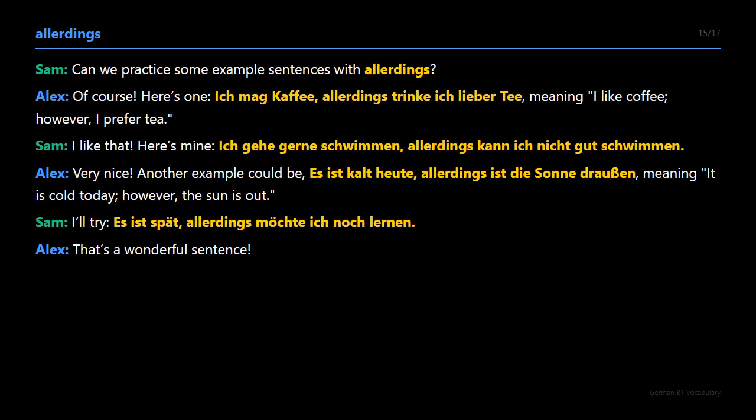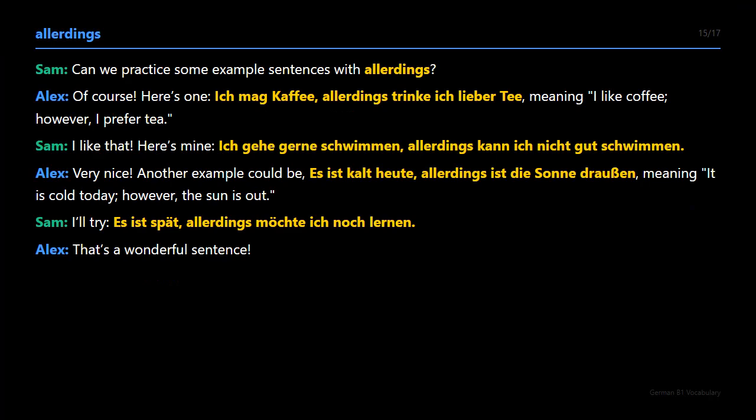Can we practice some example sentences with allerdings? Of course. Here's one. Ich mag Kaffee, allerdings trinke ich lieber Tee. Meaning I like coffee, however, I prefer tea. I like that. Here's mine. Ich gehe gerne schwimmen, allerdings kann ich nicht gut schwimmen. Very nice. Another example could be, Es ist kalt heute, allerdings ist die Sonne draußen, meaning it is cold today, however, the sun is out. I'll try. Es ist spät, allerdings möchte ich noch lernen.